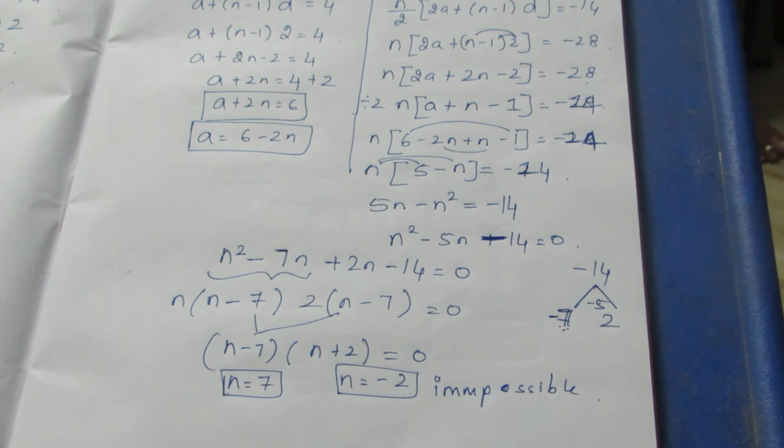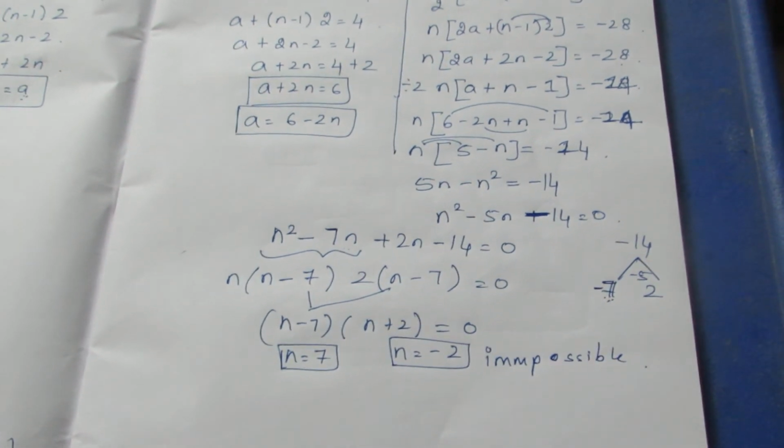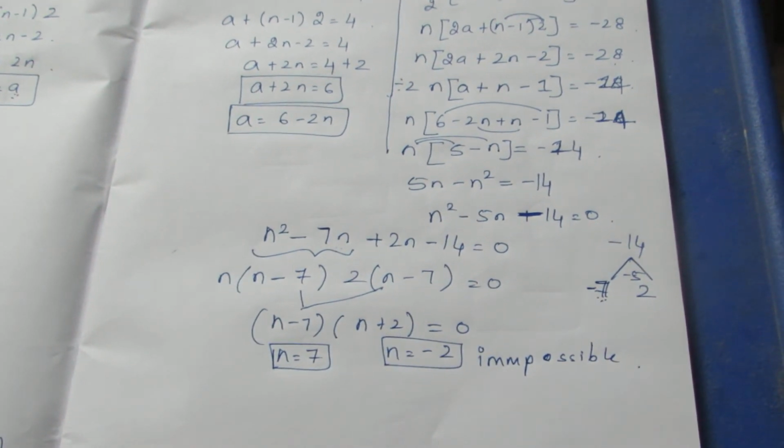The negative number cannot be possible for a number of terms. So the number of terms cannot be a negative number or a fraction. So we can take n to be 7. So n is equal to 7 is the final answer for n.